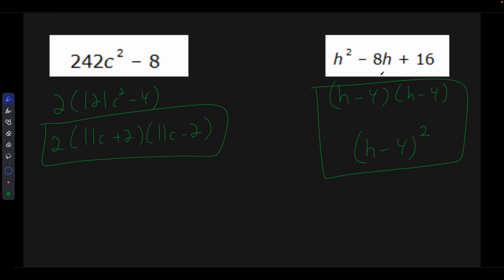And for the second problem, this is a perfect square trinomial with a minus sign. So here my answer has the minus sign. You could put it either way, h minus 4 and h minus 4, or you could put h minus 4 squared. All right, that's it for today.